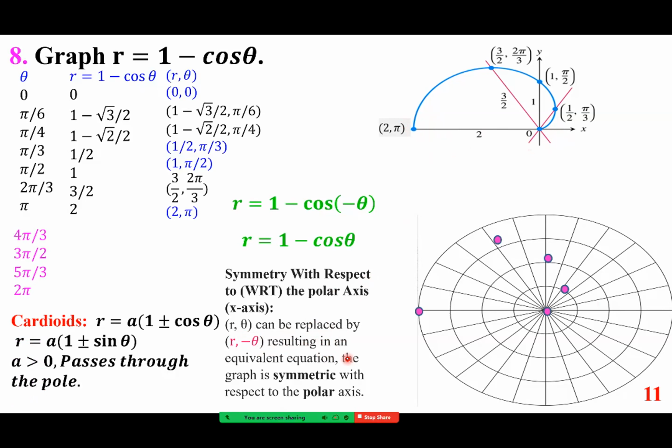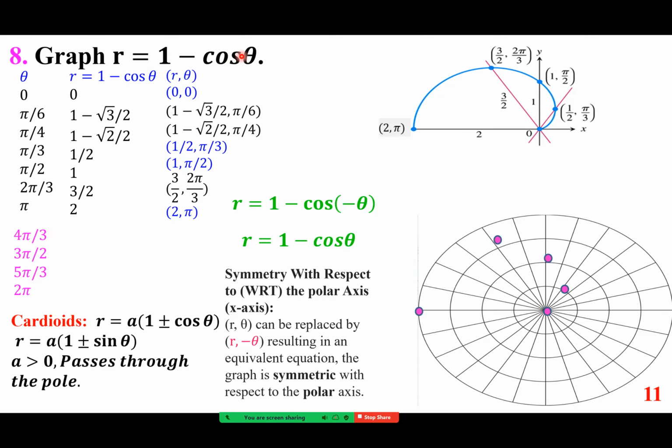So we can also continue by evaluating the easy ones such as 4 pi over 3, 3 pi over 2, 5 pi over 3, and 2 pi. Just as an example, for 4 pi over 3, remember the reference arc is pi over 3. So it's the same as pi over 3. Cosine of pi over 3 is 1/2. However, this is in the third quadrant, which makes it negative. So 1 minus negative 1/2 makes it positive 3/2.